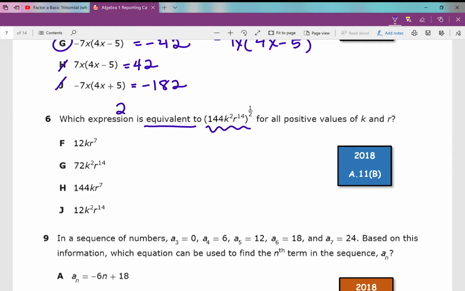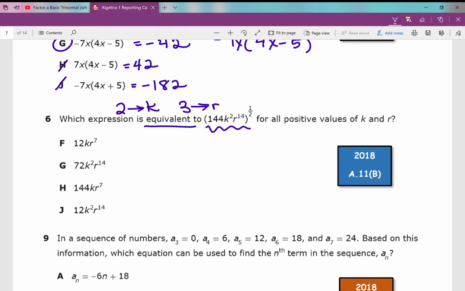So let's store in 2 for the value of K, and let's store in 3 for the value of R. One of the things we don't want to store is 1, because there are some problems where it doesn't really work out. So let's store in 2 or 3 or any other number, but keep that stored in for that variable. Then we're just going to type in exactly what you see: open parentheses, 144 times K squared times R to the 14th, close parentheses, raised to the power of 1 over 2.